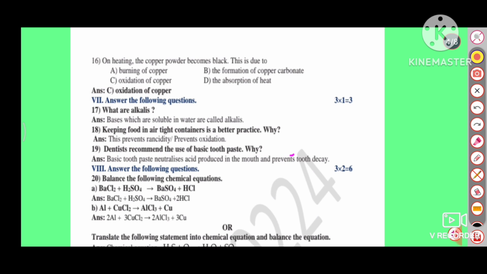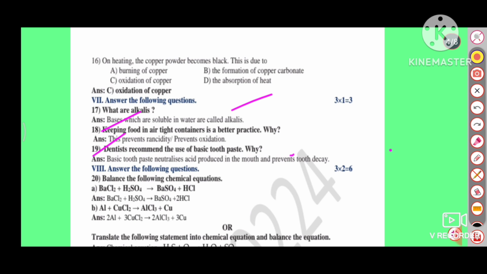Answer the following questions. 17th question: what are alkalis? Answer: bases which are soluble in water are called alkalis. 18th question: keeping food in an airtight container is a better practice. Why? Answer: this prevents rancidity or prevents oxidation.